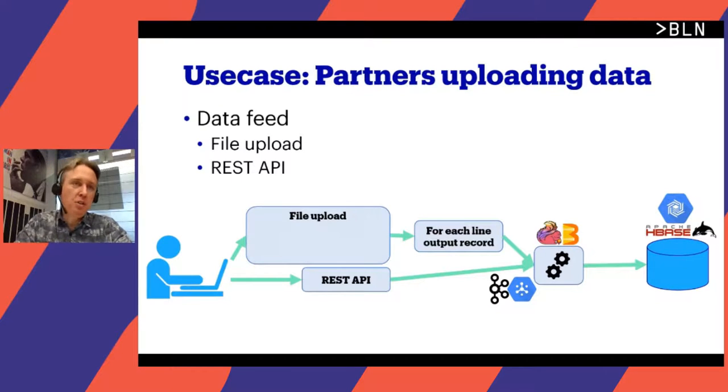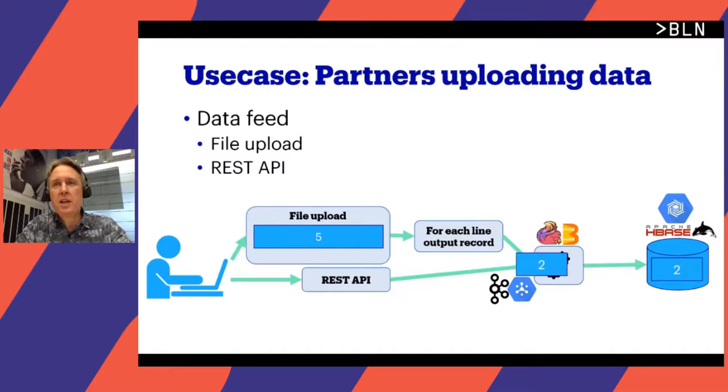Now, if somebody uploads, for example, a 5 megabyte file, that is cut into all the individual records, and the first 2 megabytes of those records just simply pass on into the database. The second 2 megabytes pass on into the database, and the last 1 megabyte will remain stuck in the buffer. Then somebody inserts a record via the REST API and another one, and they will simply remain stuck in the buffer.